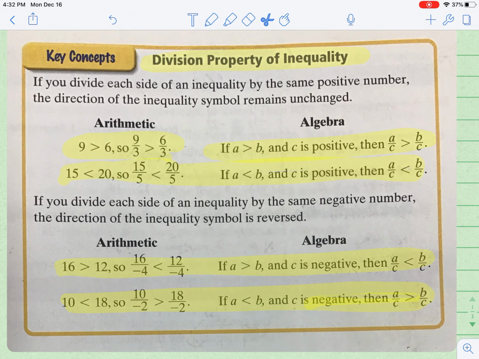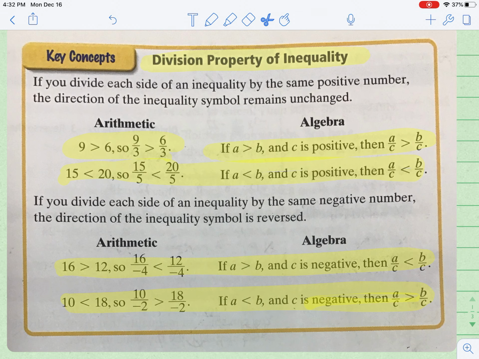Now if it's a negative, if you divide each side of an inequality by the same negative number, the direction of the inequality symbol is reversed. So if the left side is greater than, now it becomes less than. If 16 is greater than 12, then 16 divided by negative 4 is now less than 12 divided by negative 4, because those are going to make negative numbers, and a smaller negative number is actually greater than a larger negative number.